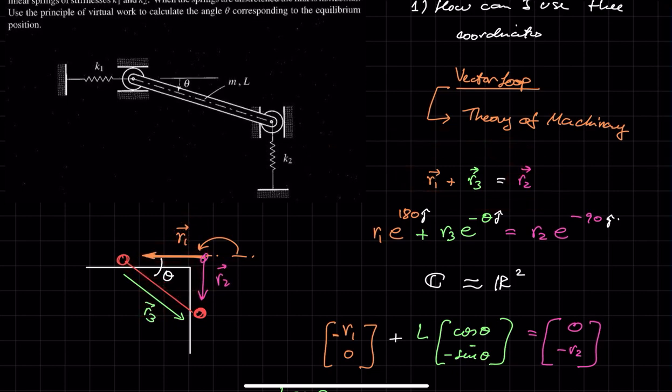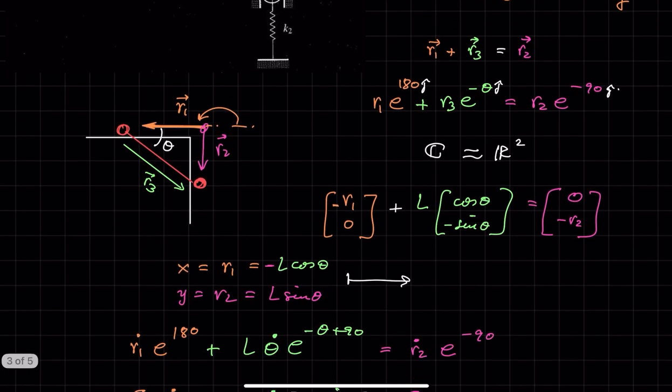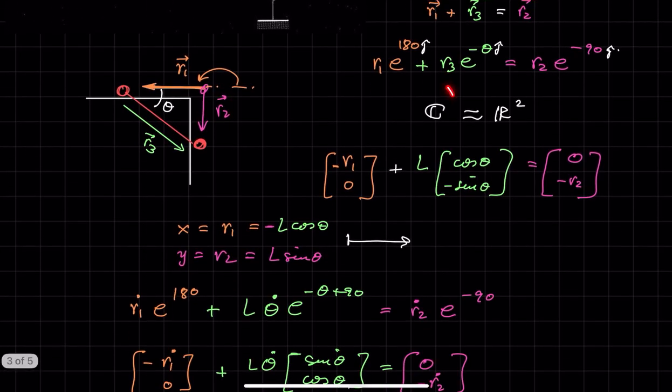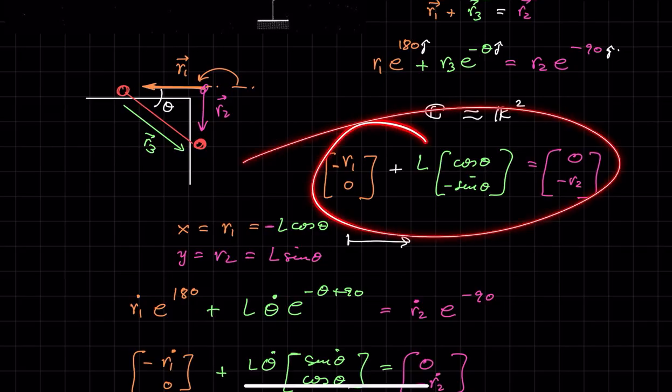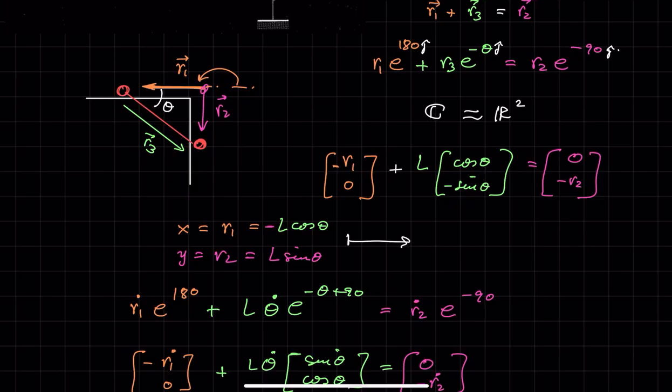Knowing that, we can express R1 in complex numbers. The R1 vector is the magnitude R1 times e to the j 180 degrees, and R3 is L e to the j minus theta, and this is equal to R2 e to the j minus 90 degrees. Knowing that, we can express these complex numbers in R2 because they are isomorphic.